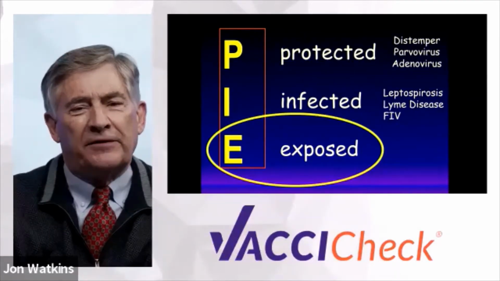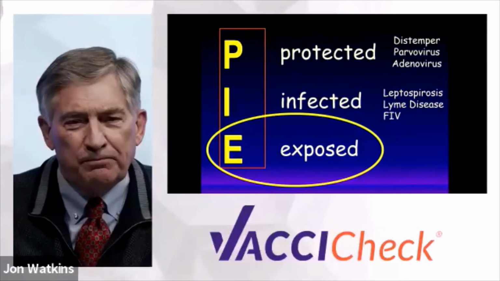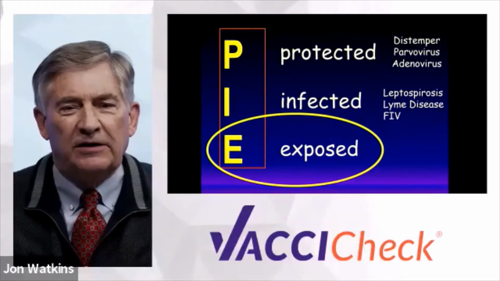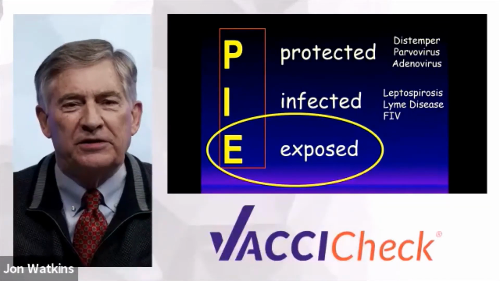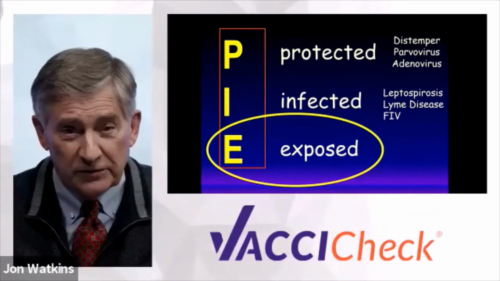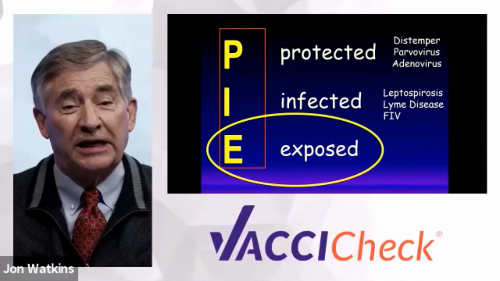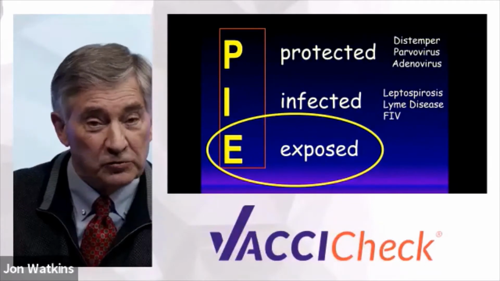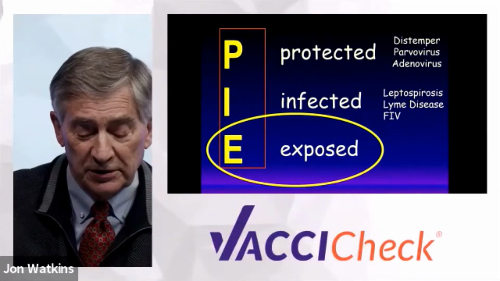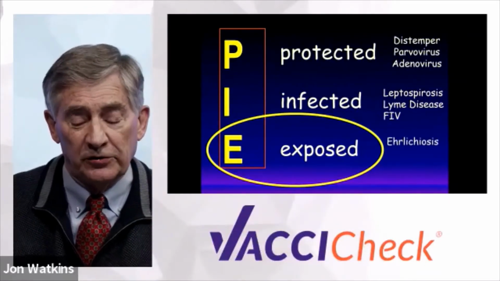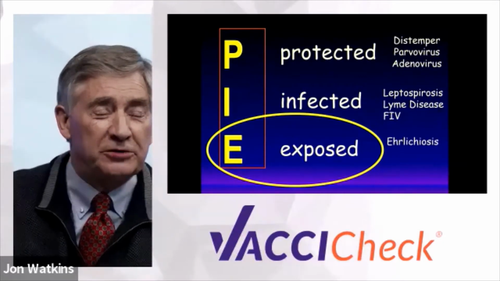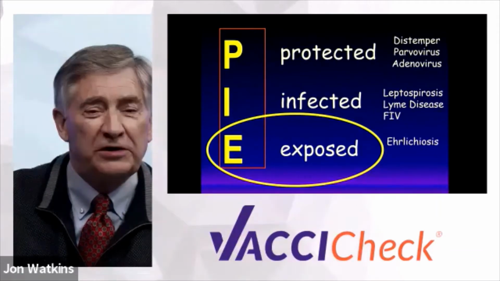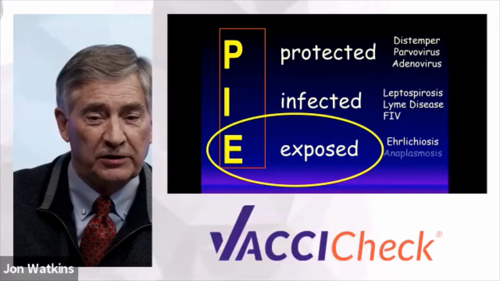Now, to expand on that, I would like to ask you, can you think of a positive test result that indicates the patient is only exposed and not protected nor infected? And this is important. You test for them, many of you, routinely. And certainly ehrlichiosis is a major example of a positive antibody result that only denotes the patient has been exposed.